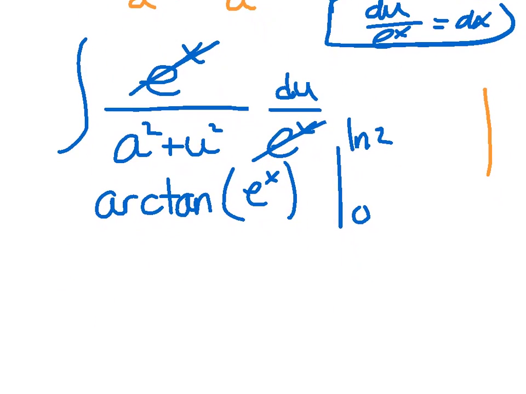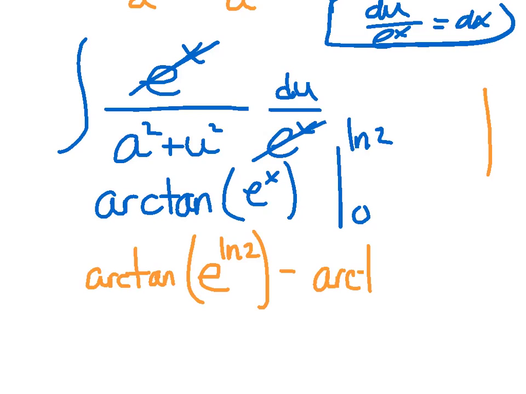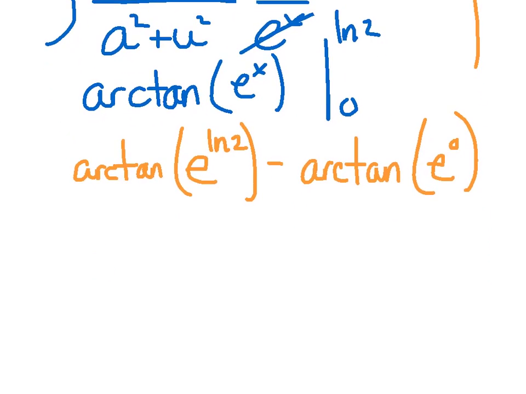If I keep going here, I'm going to get arctan of e to the ln of 2 minus arctan of e to the 0. Now be real careful with this. We're not done quite yet. Right here, I want to talk about that zap rule. e and ln zap each other out. They don't disappear. They just zap each other out, so I'm really just left with the number 2. So I have arctan of 2.